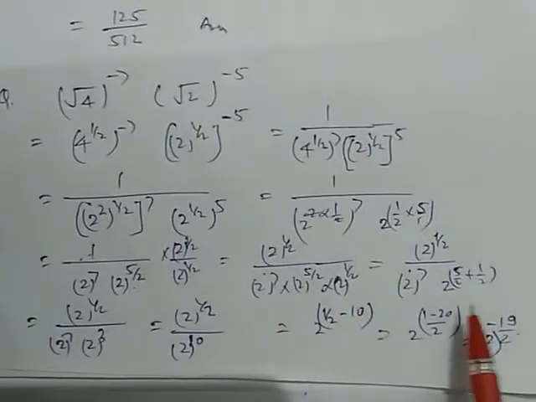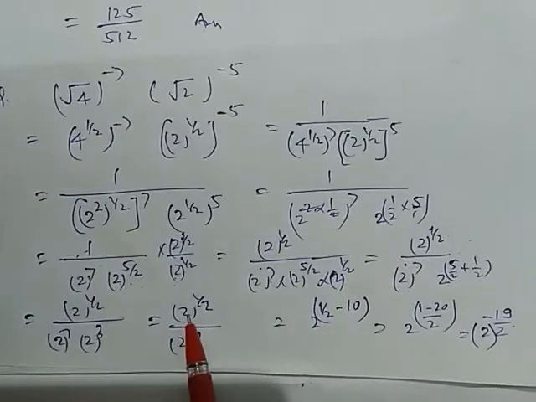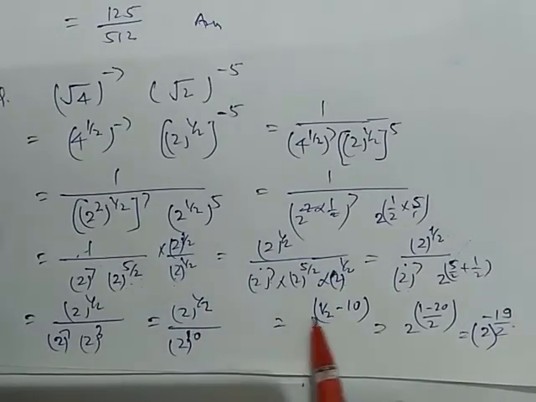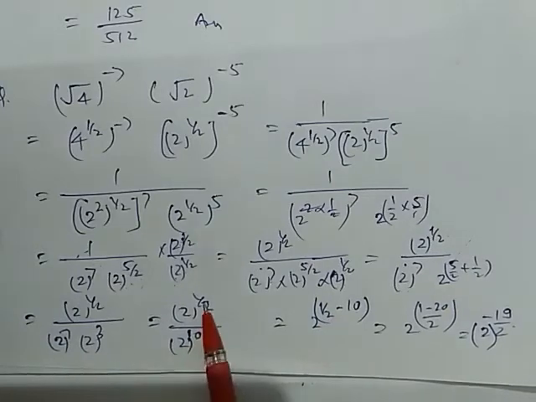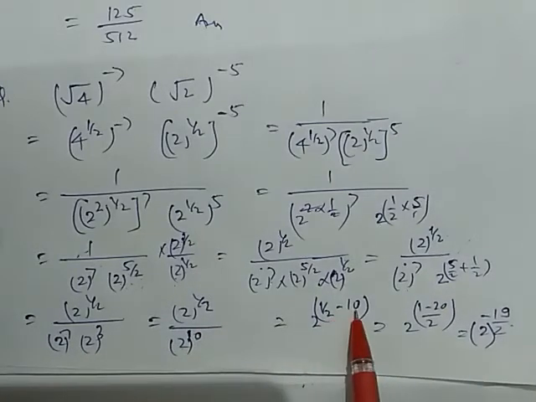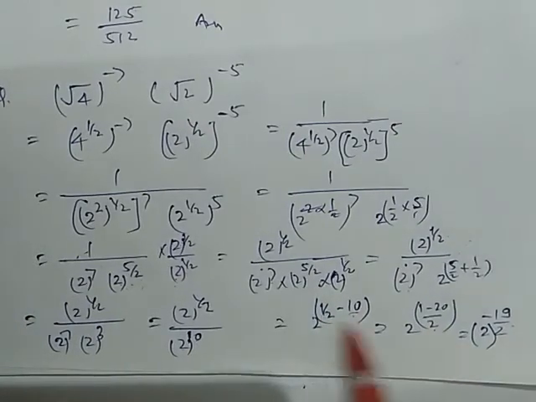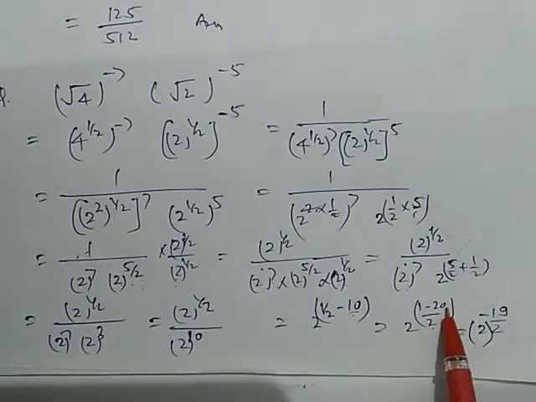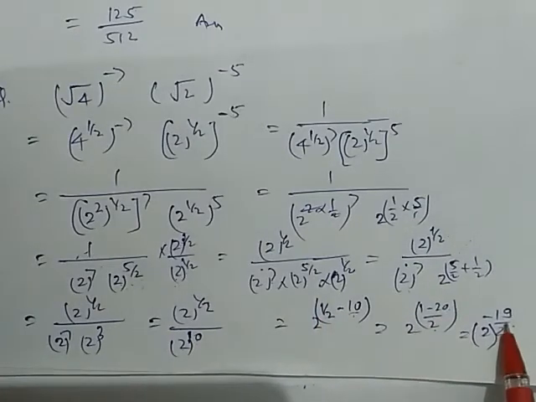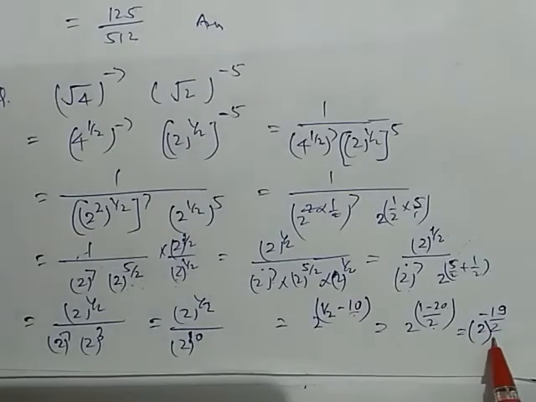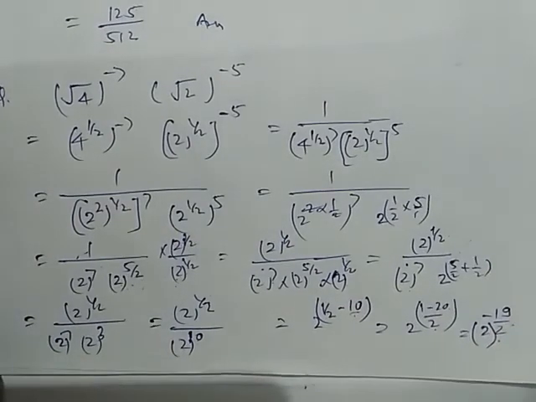Okay, now this is a to the power p upon a to the power q, so this becomes p minus q. This is p, this is q, p minus q. Okay, 2 to the power half minus 10. Take the LCM. 2, this 1, and this is 20. 1 minus 20, that is minus 19, so this becomes 2 to the power minus 19 by 2. This is our answer.